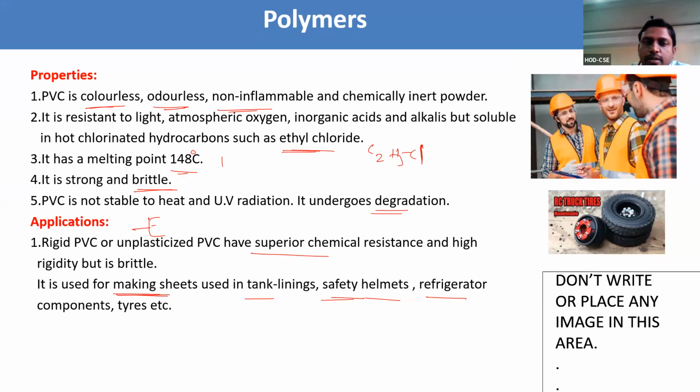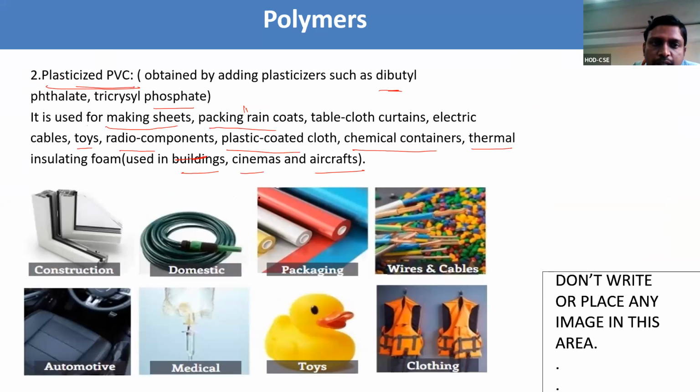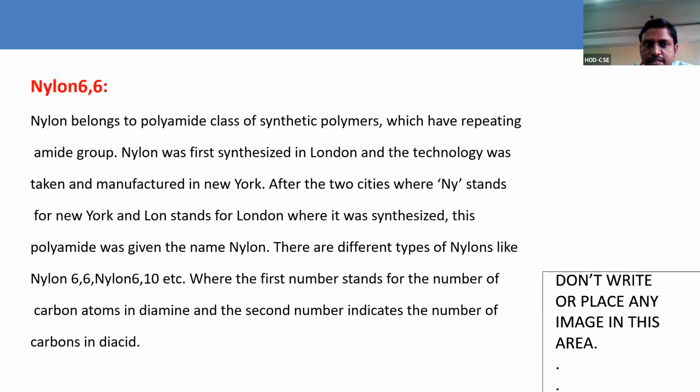Coming to the applications, there are two types, plasticized PVCs and unplasticized PVCs. Plasticized PVCs are obtained by adding plasticizers such as dibutyl phthalate and triglycerol phosphate, and are used in making sheets, raincoats, tablecloth, curtains, electrical cables, toys, radio components, plastic coated cloth, chemical containers, thermal insulating foam, used in buildings, cinemas and aircrafts. This is about the preparation, properties and applications of PVC.